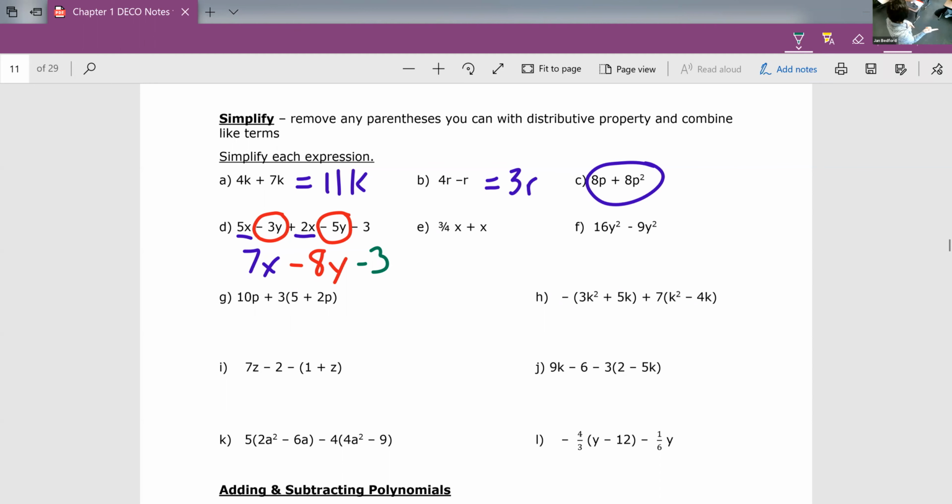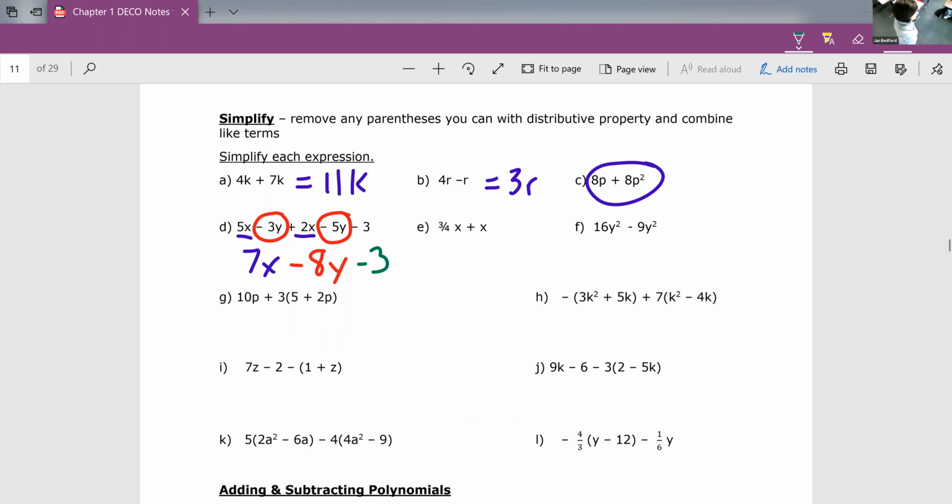What did we do on E? It says 3/4 X plus X. Am I going to square it? So what did we do up here on 4K plus 7K? We just add them up. Can I add 3/4 plus, what's the number in front of X? 1. Ah, so what would 3/4 plus 1 be?